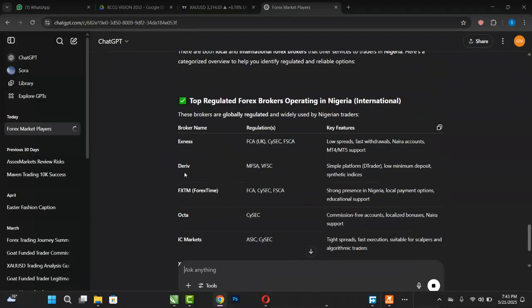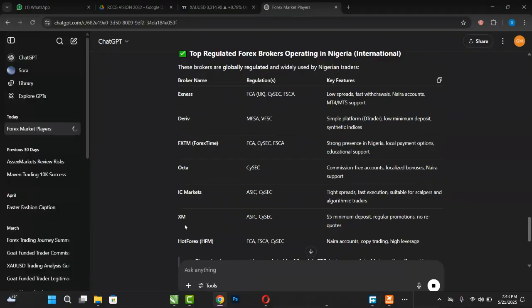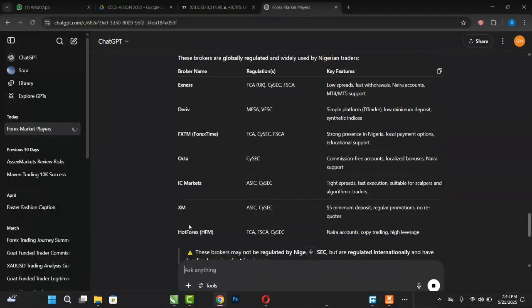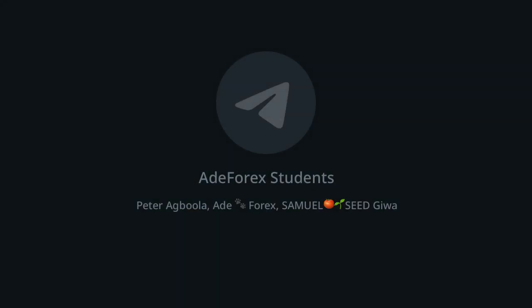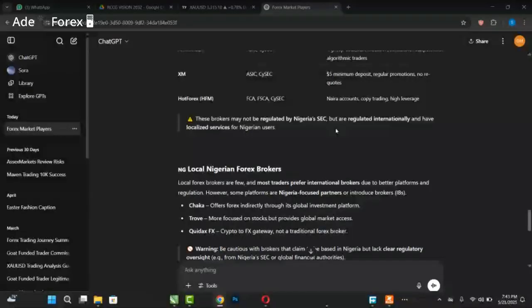You see FXTM, which I mentioned, you see Octa that you mentioned, you see IC Markets, XM, you see HotForex. This broker may not be regulated by the Nigerian SEC. You know, SEC is actually a security body in Nigeria that should be monitoring all these financial institutions. You understand what I'm saying?